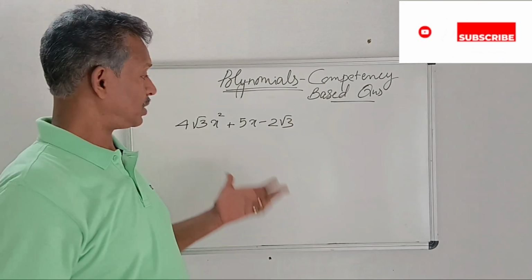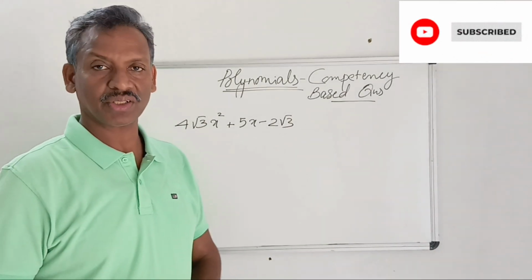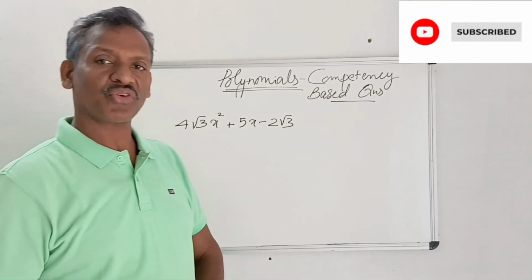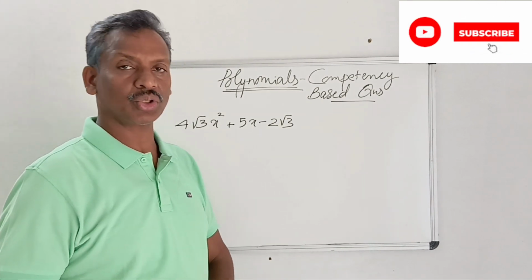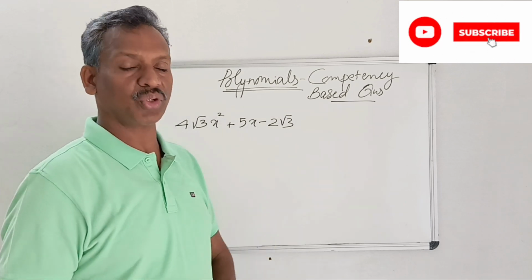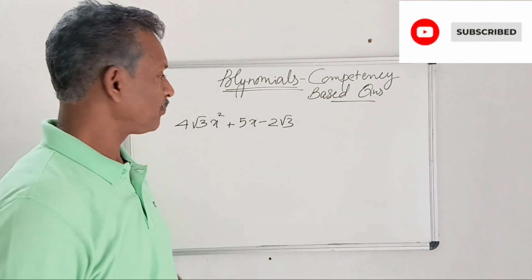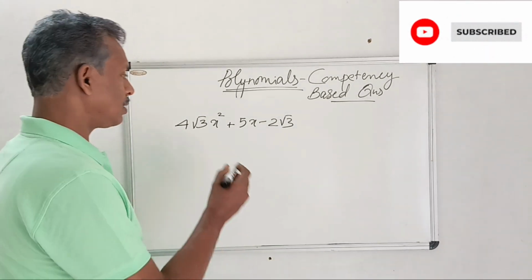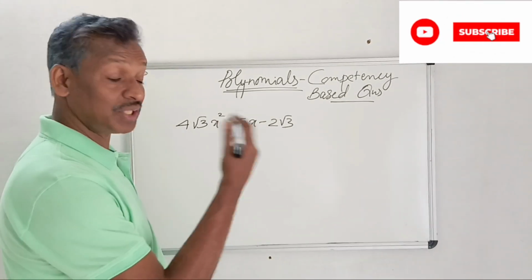Okay, the next question we can expect from this chapter is: find the zeros of the polynomial and also verify the relationship between the zeros and the coefficients of this polynomial. So first of all, we can find the zeros of this polynomial. How will we find the zeros? By splitting the middle term.